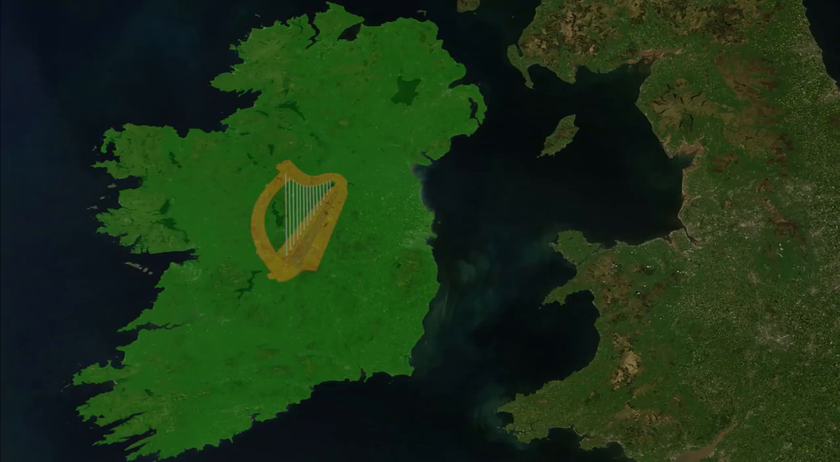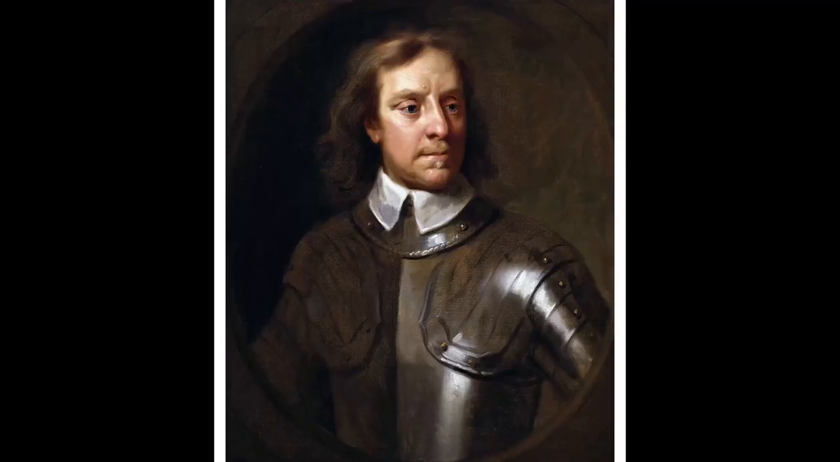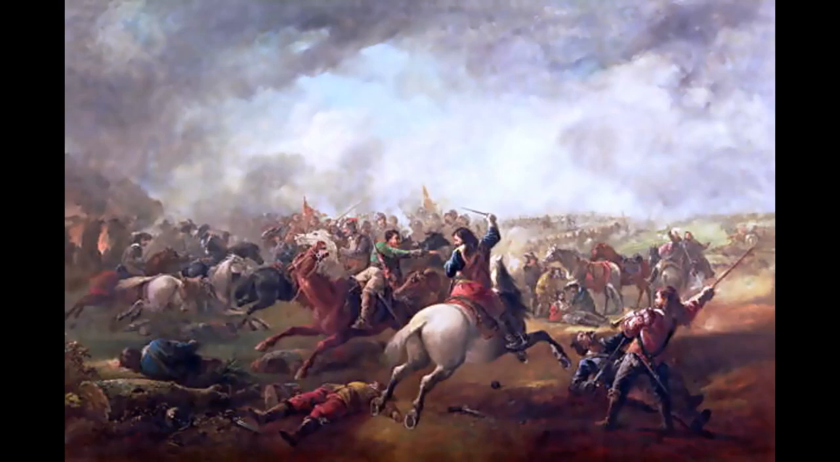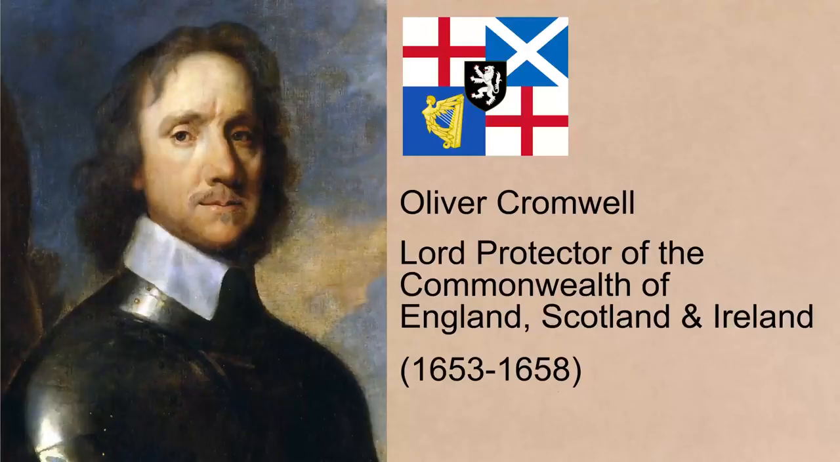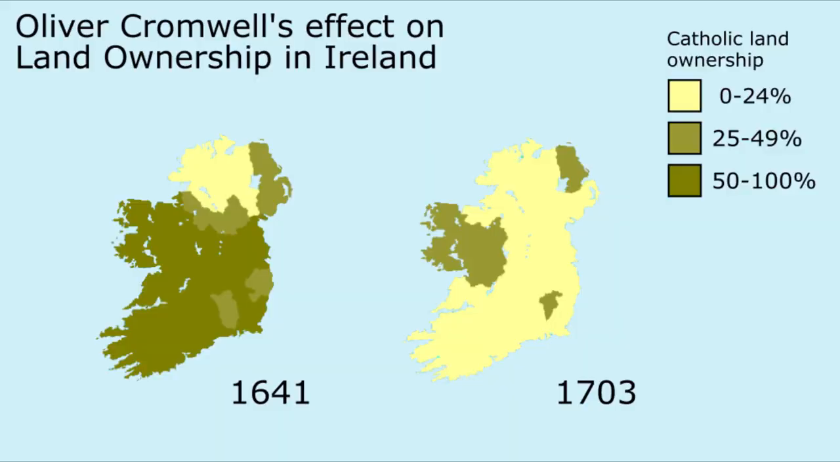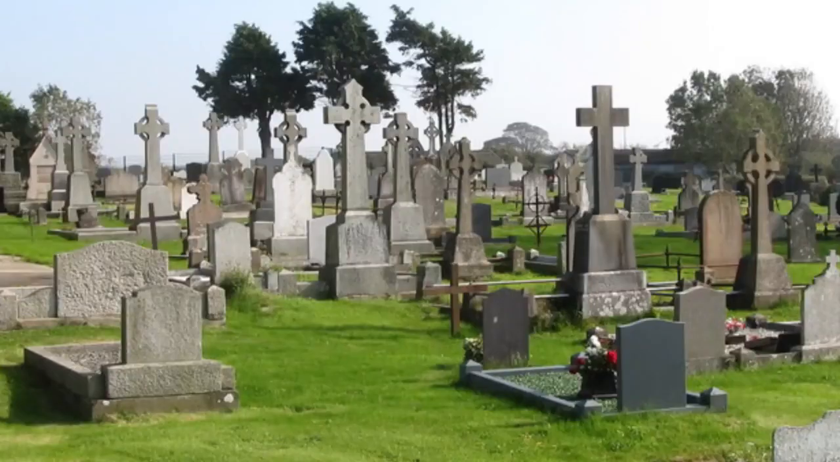This was until 1649 when Oliver Cromwell and his New Model Army conquered Ireland after overthrowing the English monarchy, executing Charles I and declaring himself Lord Protector of Scotland, England and Ireland. Cromwell ruled over the three kingdoms until his death in 1658. During this time there was more confiscation of land from the native Catholics, and anyone even suspected of being involved in the 1641 rebellion was executed.